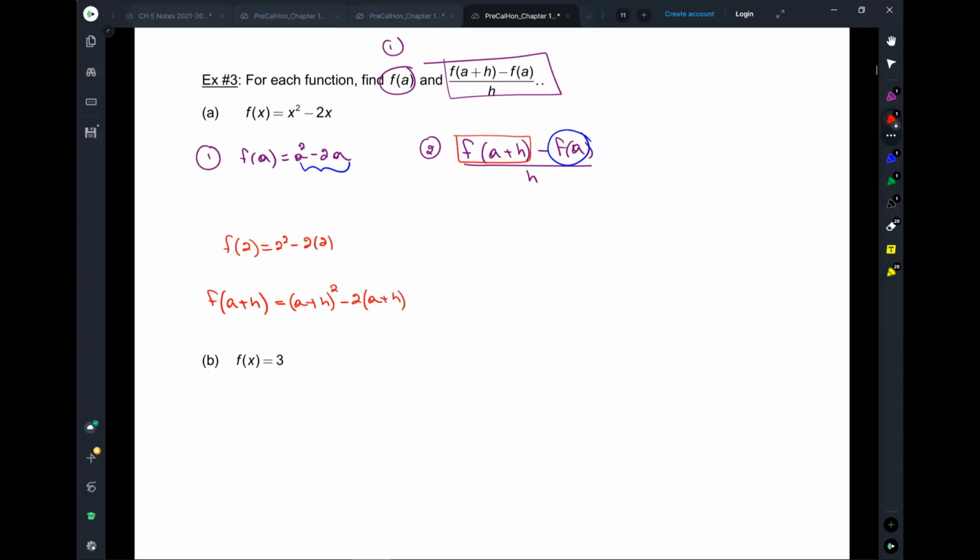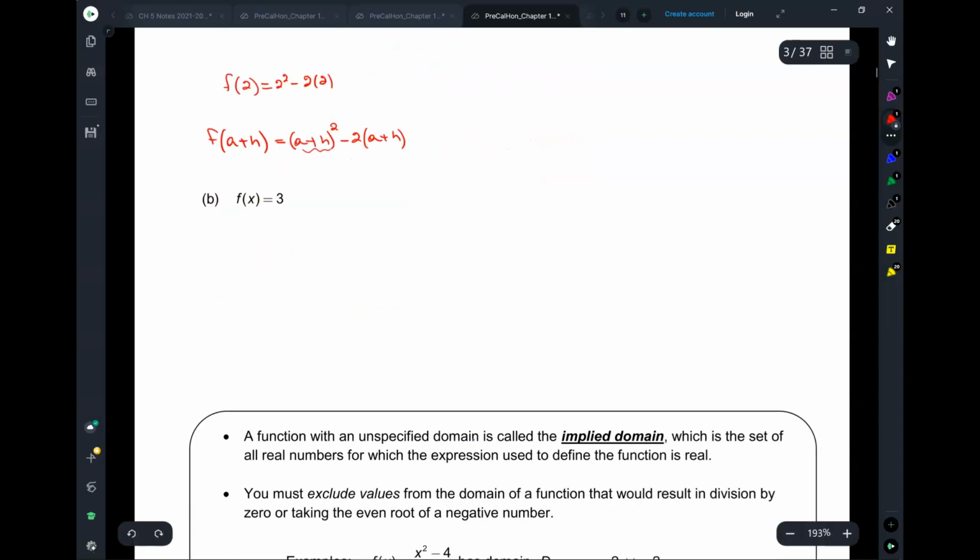Okay? So look, f of x. Every single x gets replaced by a plus h. I have an x here, gets replaced by a plus h. I have an x here, same thing. Okay? Does that make sense? So now let's simplify this. This is a squared plus 2ah plus h squared minus 2a minus 2h.